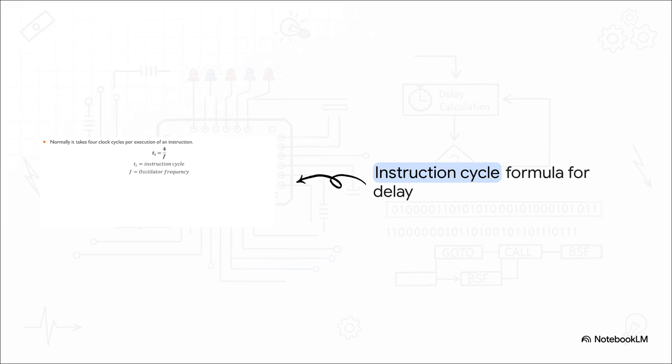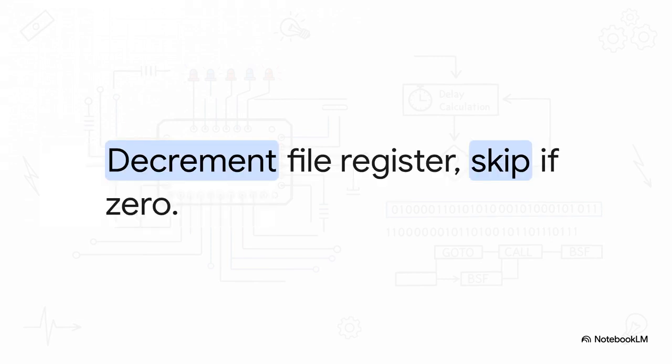So how do we measure that time mathematically? Well, the chip takes the external oscillator frequency and divides it by 4. So if we wire up a standard 4 MHz crystal, we divide that by 4. This means a single, standard instruction cycle takes exactly 1 microsecond to execute. It's so precise. To build our delay loop, we use this really ingenious instruction called DECFSZ.